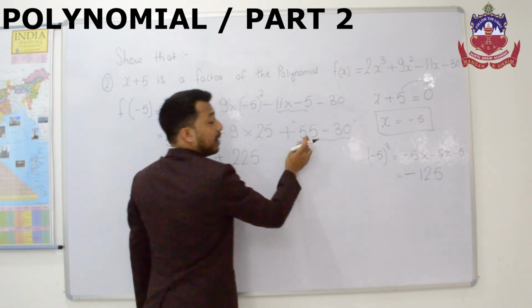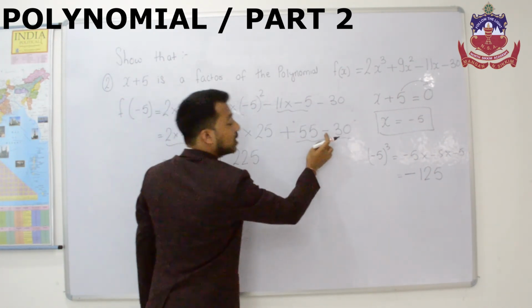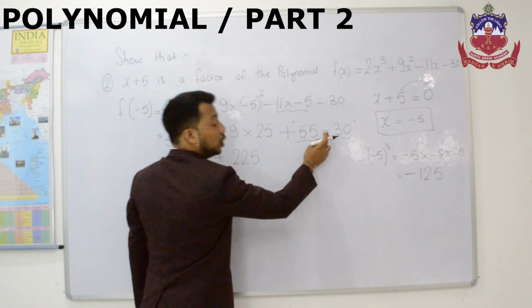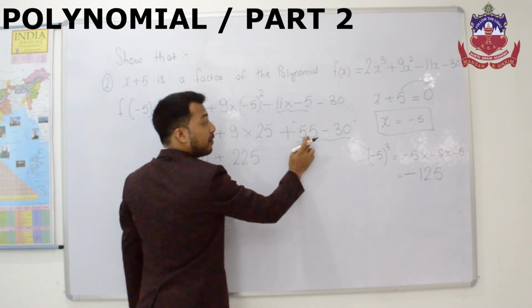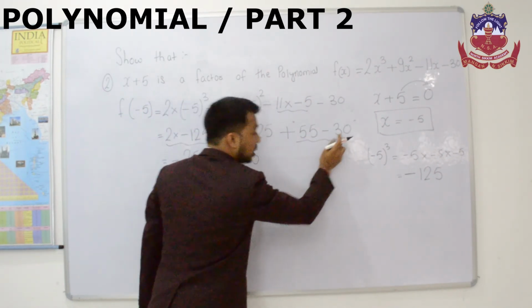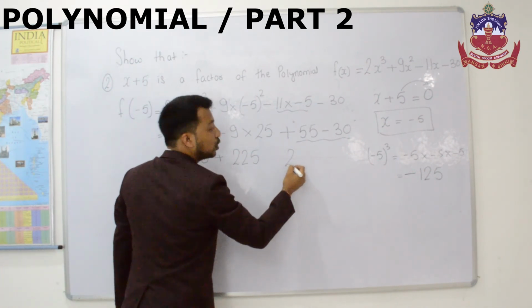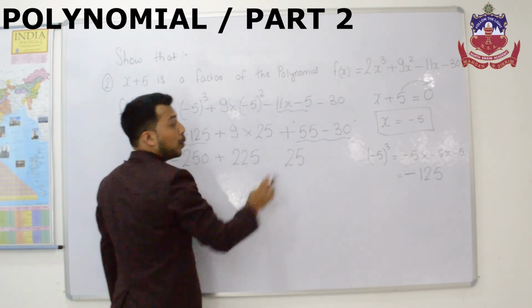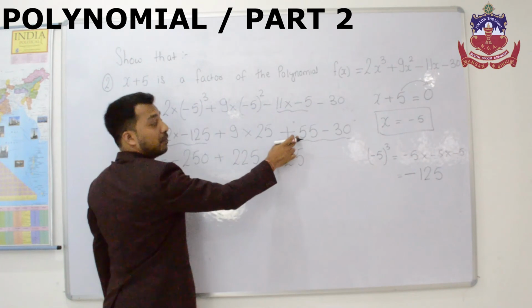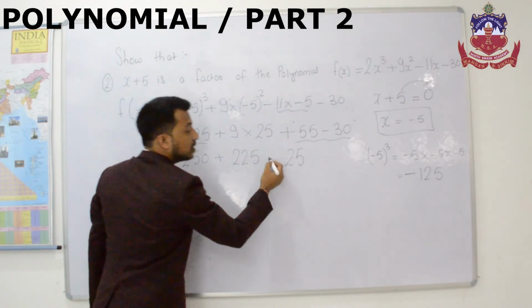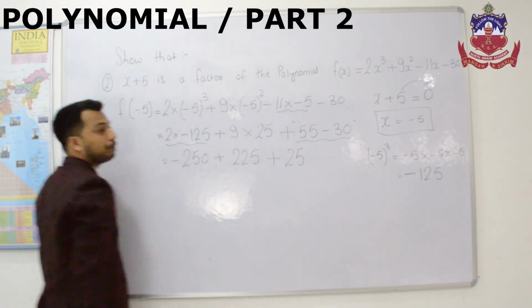Let's simplify the second last, these two. So 55 has a positive sign and 30 has a negative sign. So plus into minus will give us minus. 55 minus 30 will give us the value which is 25. We will write the sign of the bigger number. So since 55 is a bigger number, we will write its sign which is plus.